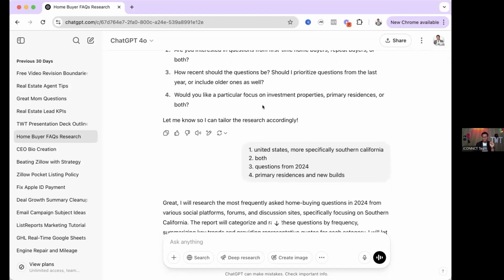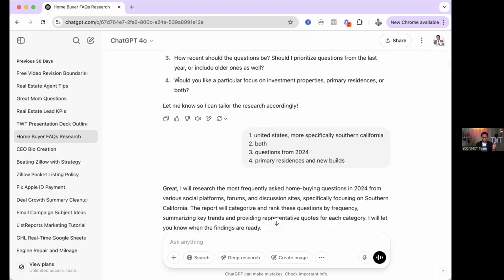How recent should the questions be? Should I prioritize questions from the last year or include older ones as well? And would you like a particular focus on investment properties, primary residences, or both? What ChatGPT is trying to do is tell me who to get this information from, right? Tell me who you want to talk to, so I can go get that information.